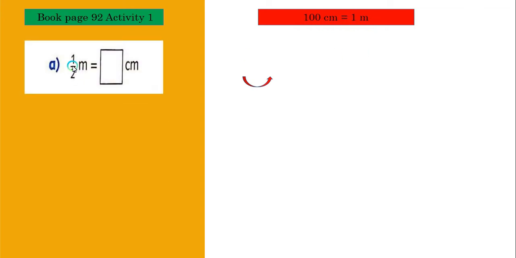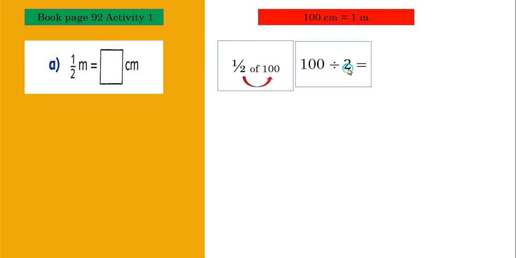Now open your book, page 92, activity 1. Always remember that 100 centimeters is equal to 1 meter. 1/2 meter is equal to how many centimeters? Since we're looking for centimeters, we are going to use 100. So 1/2 of 100. 100 divided by 2, the answer is 50. So the half of 100 is 50.